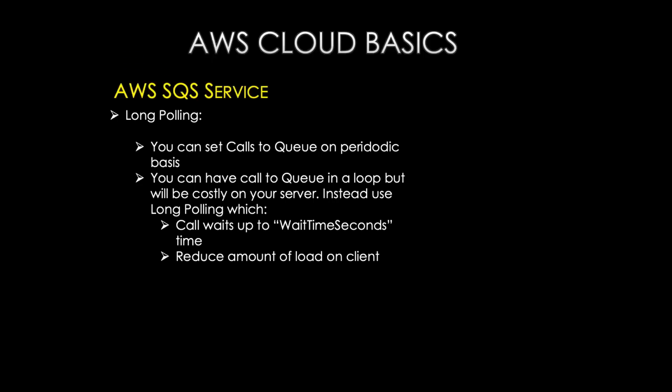Instead, use long polling. You can have a for loop that constantly reads through the queue to see if a message has been dropped, but again, it would be very costly on your server. The other option is to use the long polling option within SQS. Long polling allows you, when you make a call, to wait up to a few seconds. Wait time seconds is an attribute within SQS, and that wait time seconds is used when making a call to the SQS service. It waits for that period of time to see if a message has come or not.